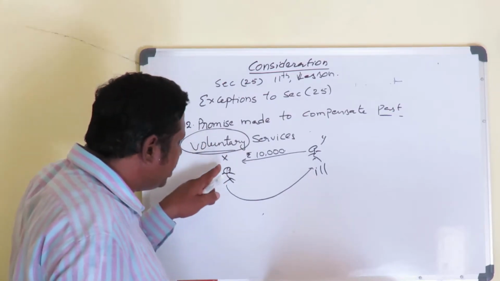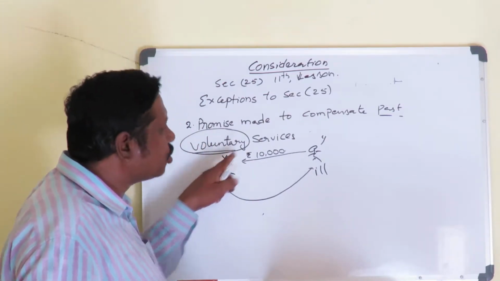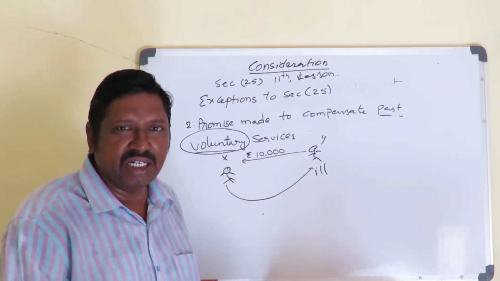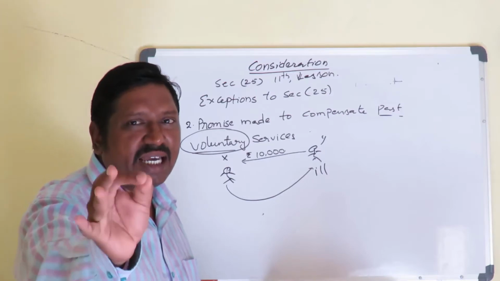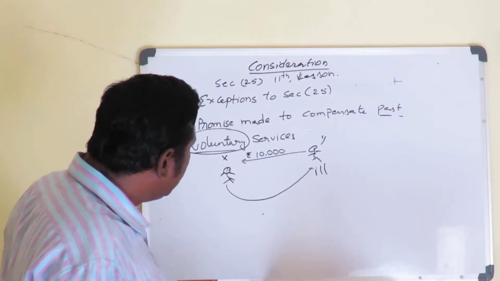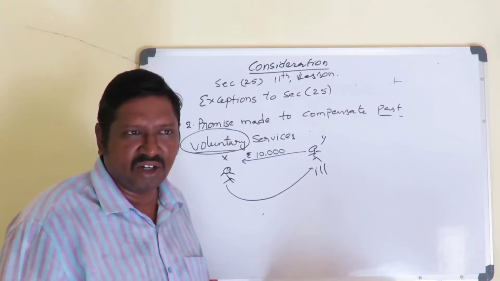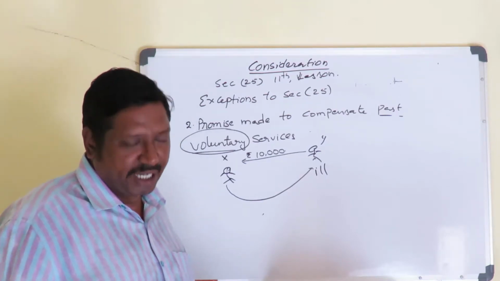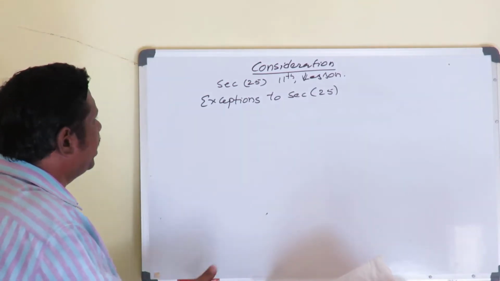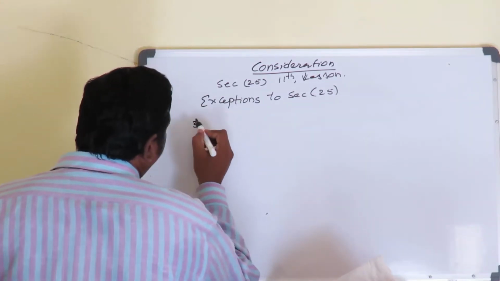Hence, even though there is no consideration from X to Mr. Y, the promise made by Y without consideration also falls under the exceptional cases of Section 25. The third exception to Section 25.